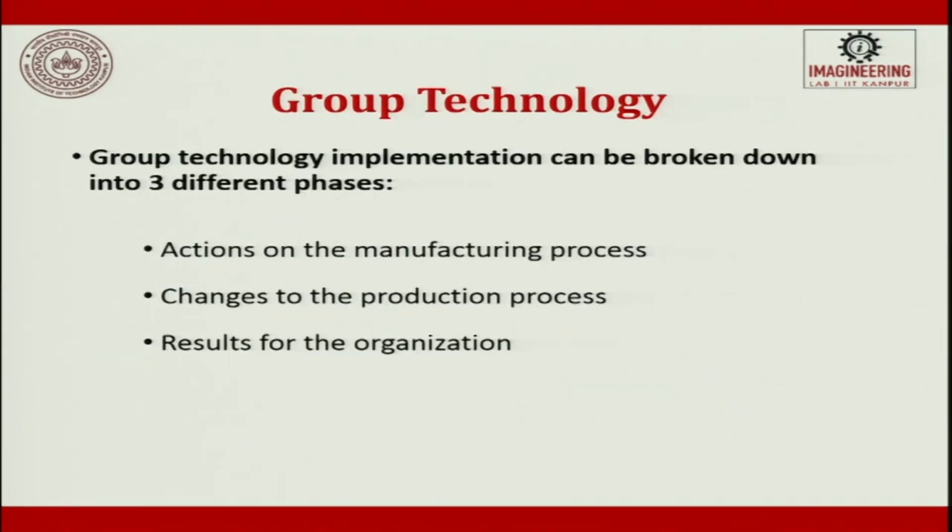So group technology implementation can be split into 3 phases. First, action on the manufacturing process will be the first phase. Changes to the production process will be the second phase. Results for the organization will be the third phase. So these are the 3 different phases which all happen during the group technology implementation in a factory.